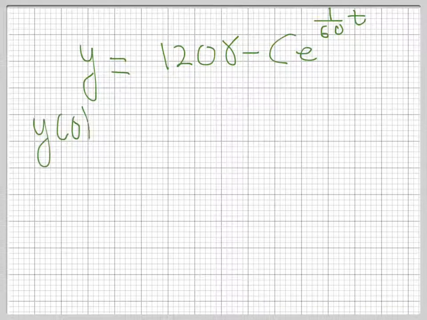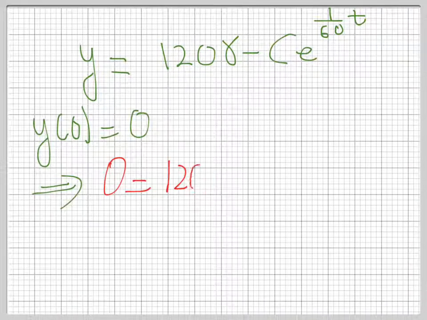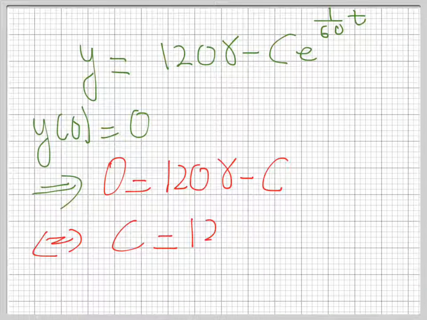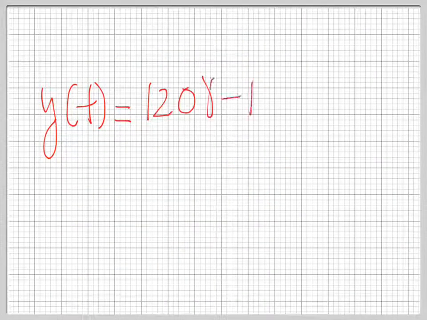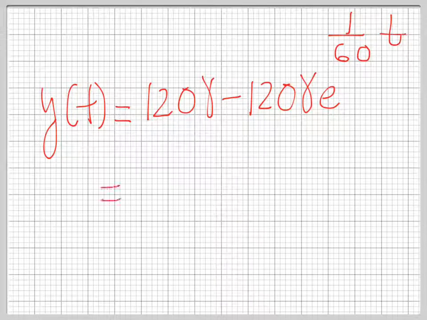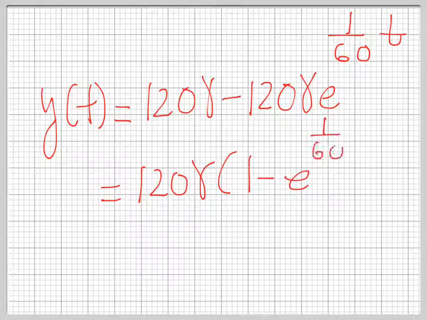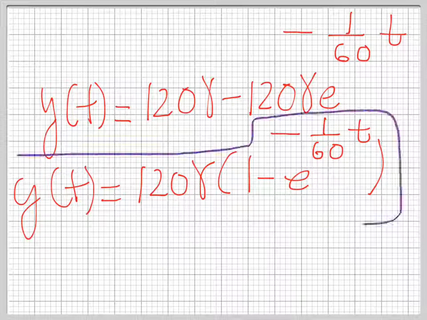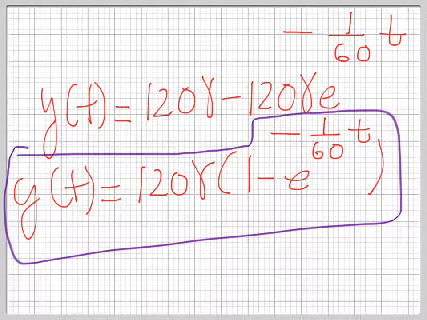Then you use the initial point (0, 0) to solve for c, and eventually c equals 120 gamma. Plugging everything together, you can find the equation that measures the amount of salt at time t, which is y of t equals 120 gamma times 1 minus e to the negative 1 over 60 t.